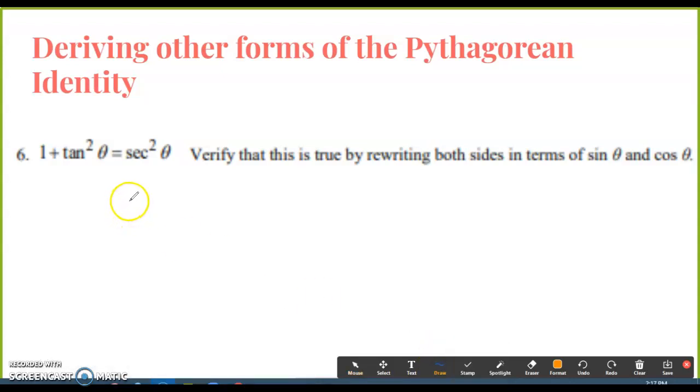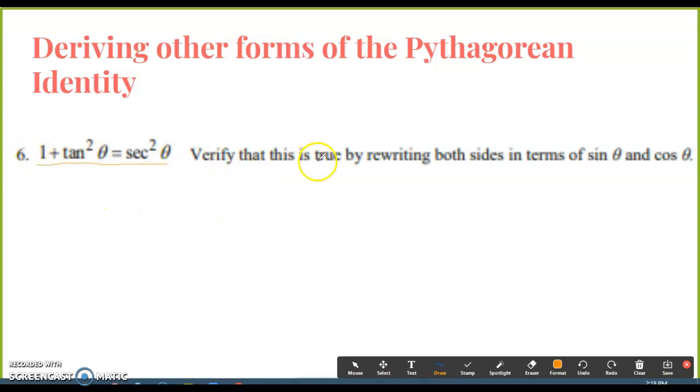Okay, so we are going to use our knowledge of the Pythagorean identity and we are going to look at it in other forms. So problem 6 says verify that this is true by writing both sides in terms of sine of theta and cosine of theta. They give us the problem: 1 plus tangent squared of theta is equal to secant squared of theta. So here we go.